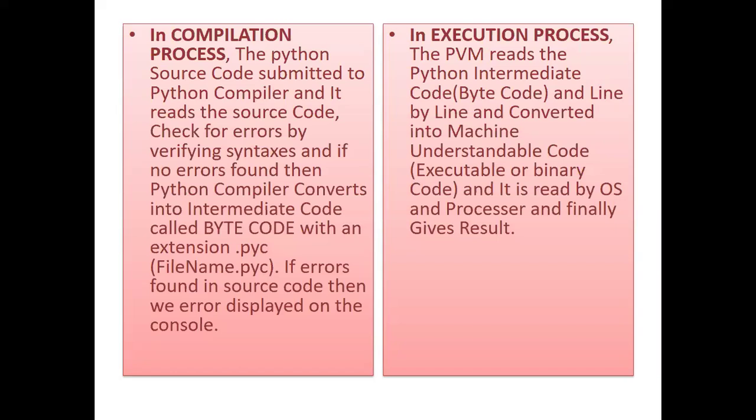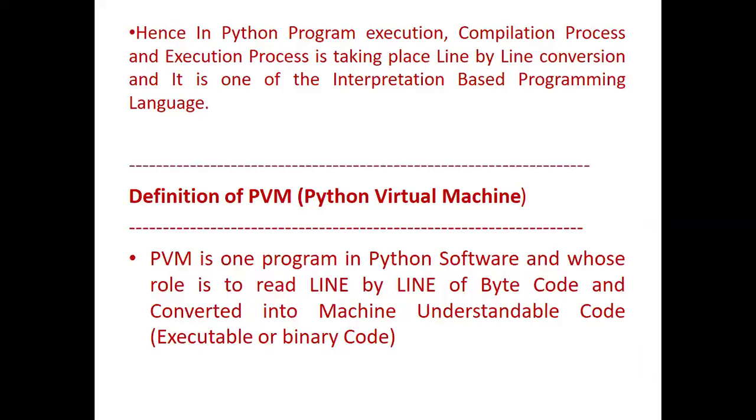Now, what is the execution process? PVM reads the Python intermediate code line by line and converts it into machine understandable language. We all know what machine understandable language is: binary language, read by the OS and processor, and finally it gives the results. What is PVM? PVM is the Python virtual machine, and its role in Python is to read the code line by line and convert it into machine understandable code. Let's understand this with the help of a diagram.